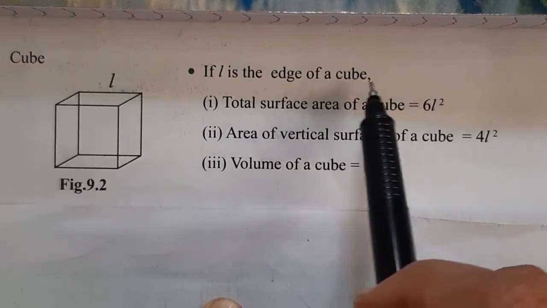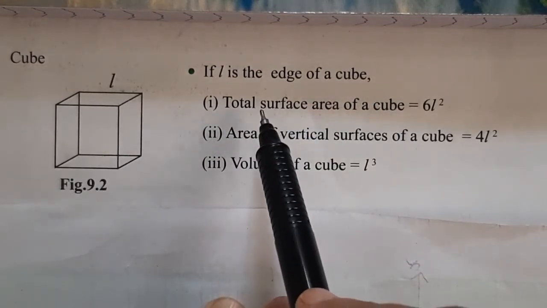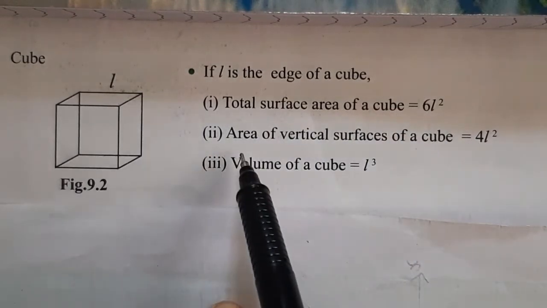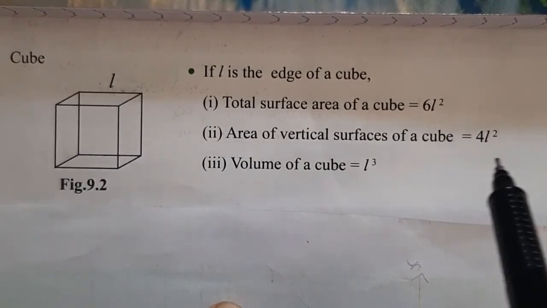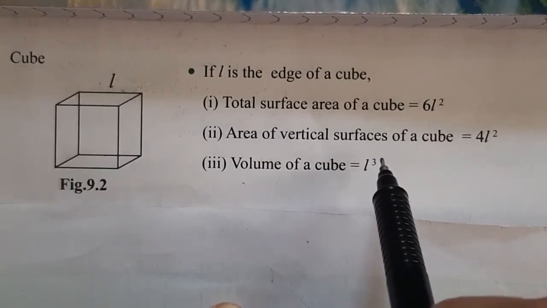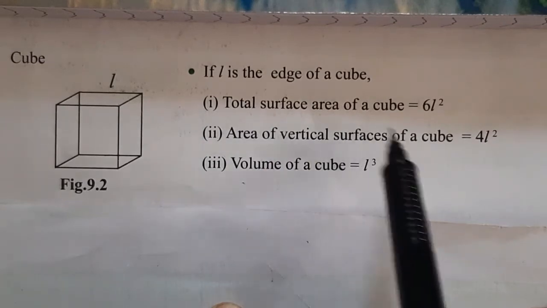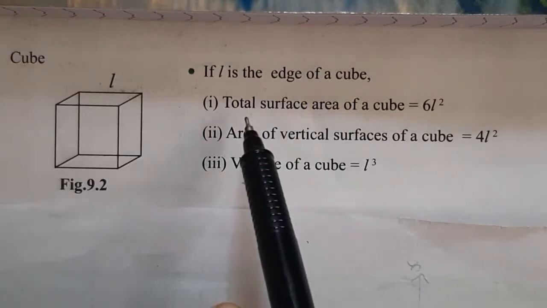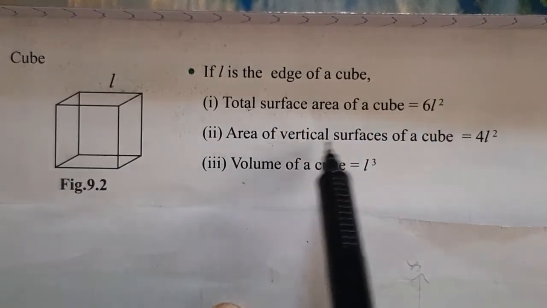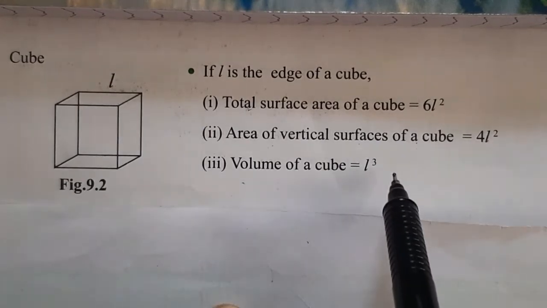If L is the edge of the cube, edge means side, then the first formula, total surface area of cube, is 6L square. Area of vertical surface of cube is 4L square and volume of cube is L cube. These are the three formulas given: total surface area, vertical surface area and volume of cube. Again I repeat, total surface area of cube is 6L square, area of vertical surface of cube is 4L square and volume of cube is L cube.